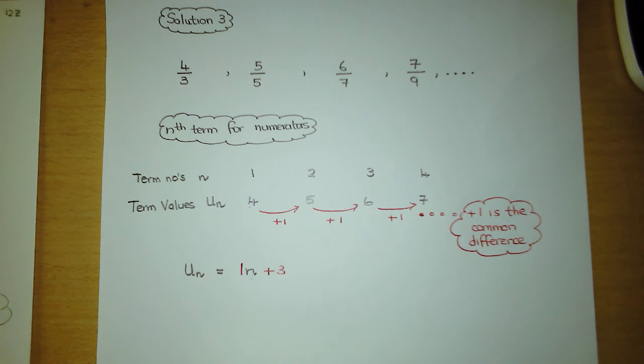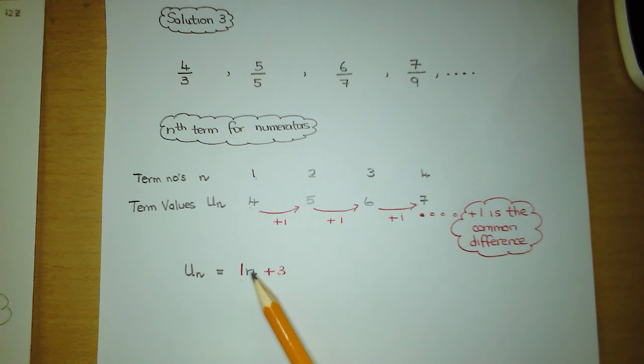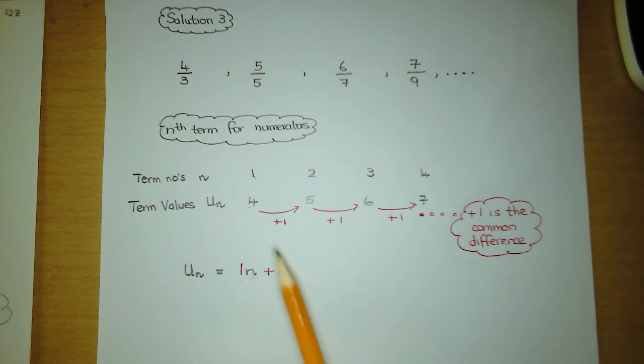Now let's check, does it work? When we sub in n as 1, 1 times 1 is 1, plus 3 gives us 4. When we sub in n as 2, 1 times 2 is 2, plus 3 is 5. When we sub in n as 3, 1 times 3 is 3, plus 3 is 6. When we sub in 4, 1 times 4 is 4, plus 3 is 7. So we've now got the nth term formula for the numerator.